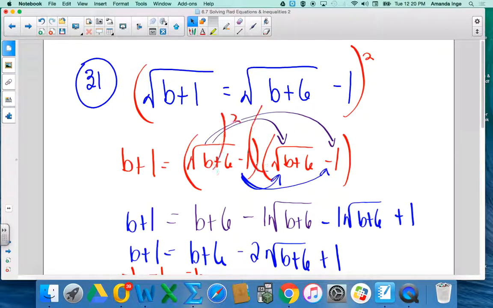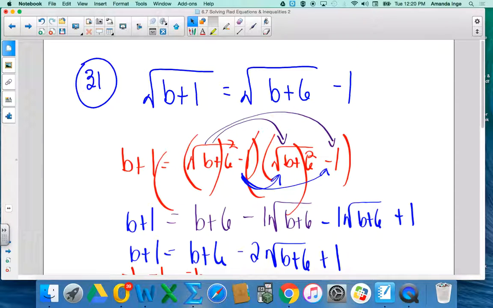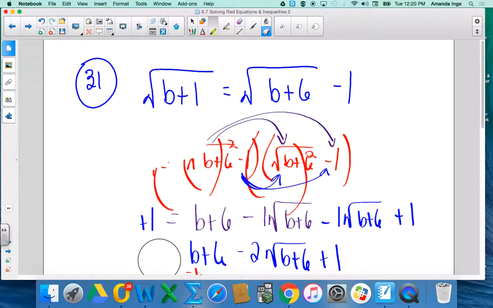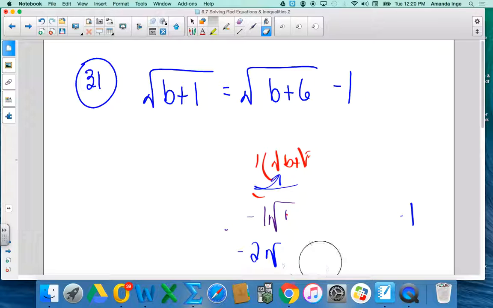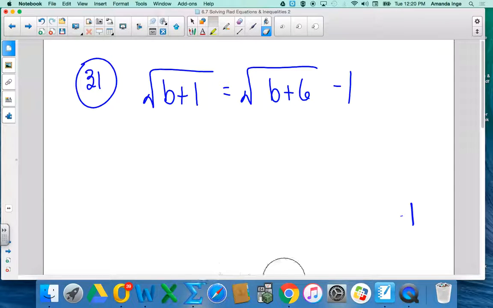So I think this is number 31 in the textbook. Let me look. Just to make sure. No, it must be on a worksheet. Well, let's just do it anyway.